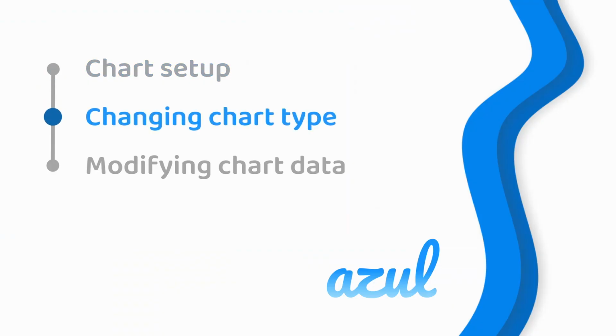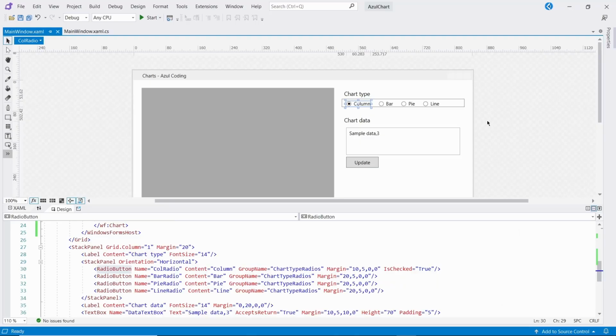Before we allow the user to modify the chart data, let's see how we can change the chart type. Looking back at these radio buttons, we want to give the user the option of changing the chart from a column chart to a bar chart, pie chart, or line chart. We currently have a column chart by default. The difference with a bar chart in terms of this Windows Forms control is that the bars go across rather than upwards.